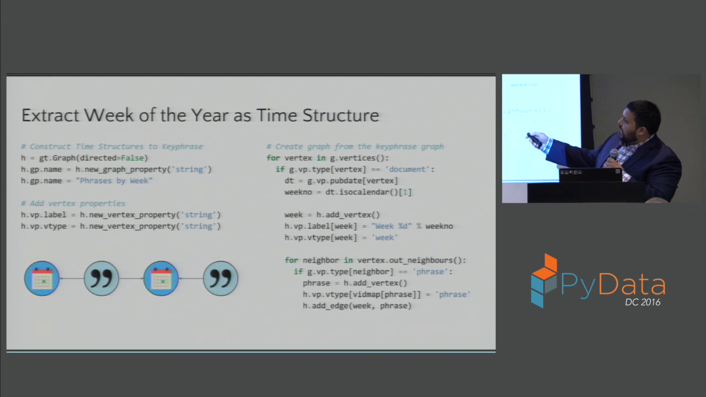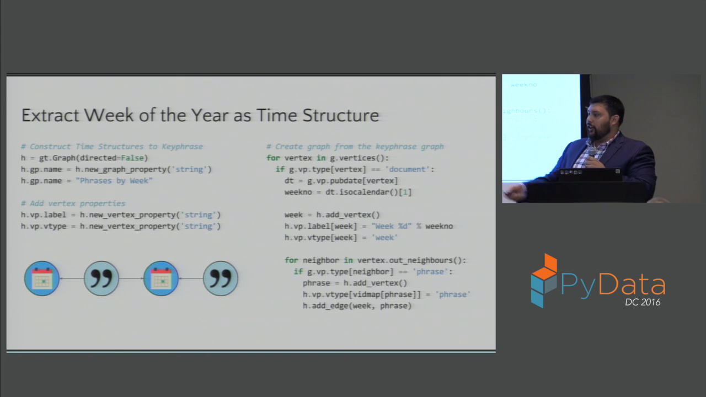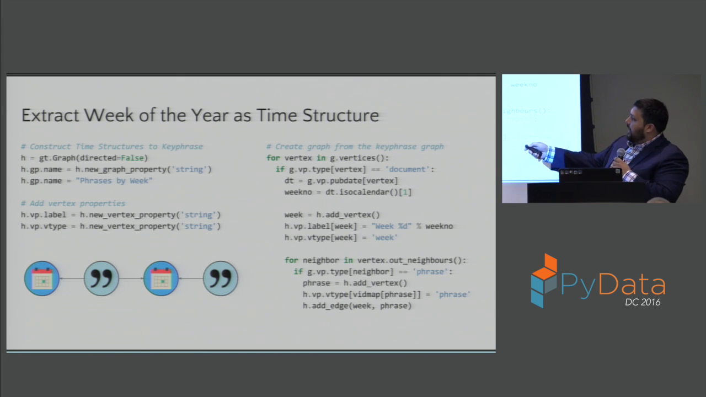In order to do this, I have to go through all of the vertices, check to see if they're a document, extract the pub date, and then extract the ISO calendar week. Here week 0 is the first week in the year, week 1 is the second, all the way up to week 51. Then I add the week as a vertex, and for every document, I link it back to that week. That's what the construction is.